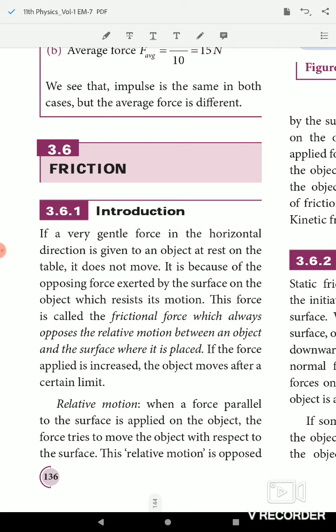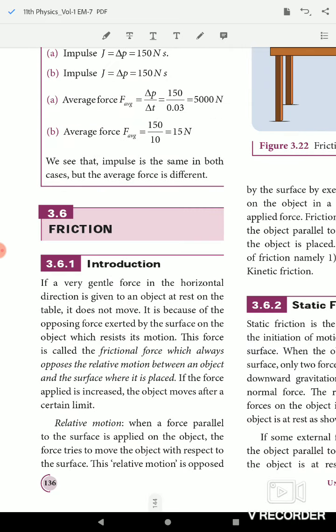Introduction of friction. If a very gentle force in the horizontal direction is given to an object at rest on the table, it does not move. It is because of the opposing force exerted by the surface on the object. It resists its motion. Okay, this is called the frictional force.